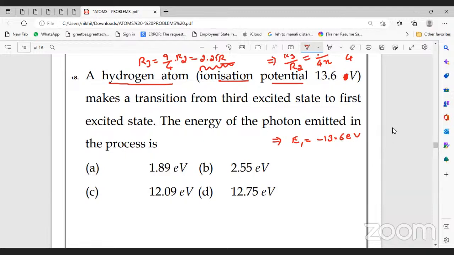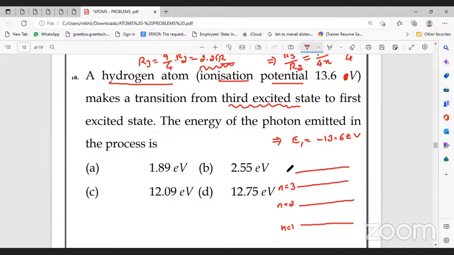Now, from where to where is the electron going to take a transition? Third excited state. You know that this is the first orbit, this is the second orbit, this is the third orbit, this is the fourth orbit.